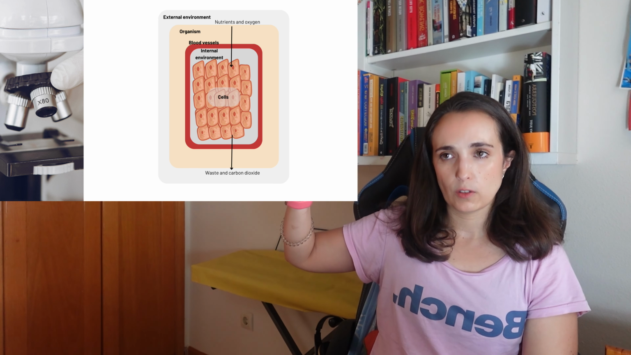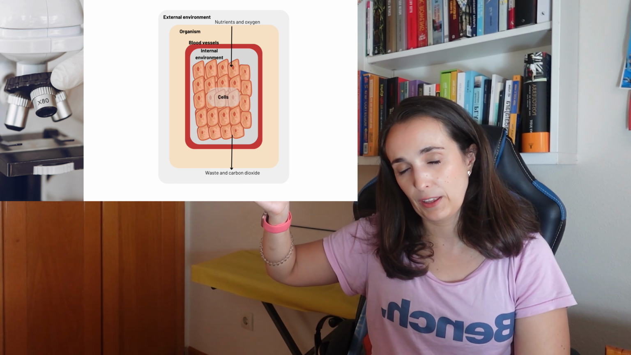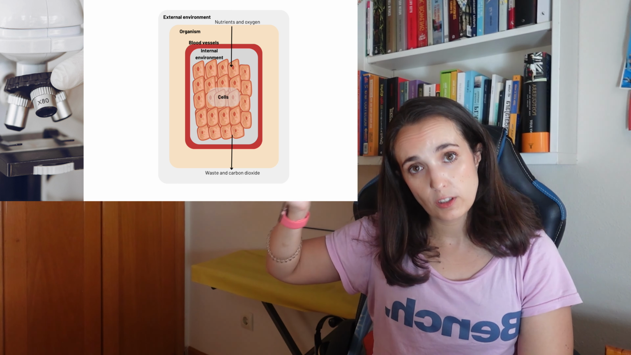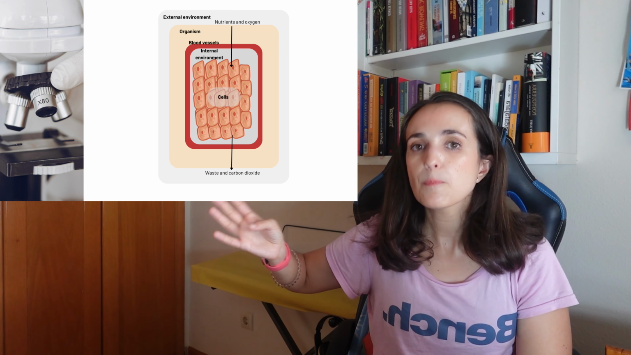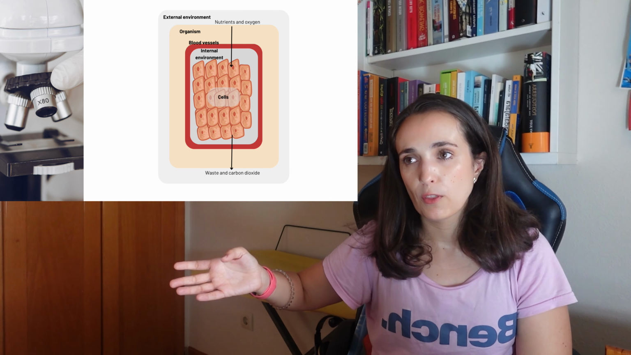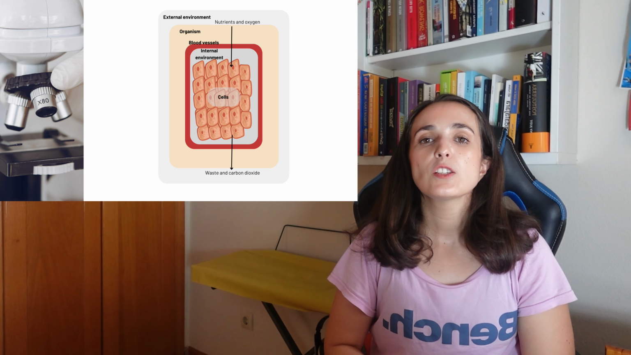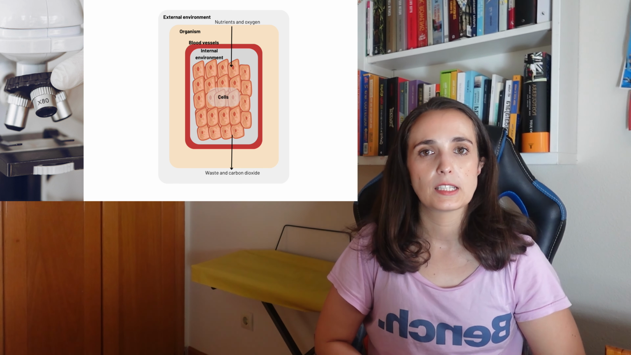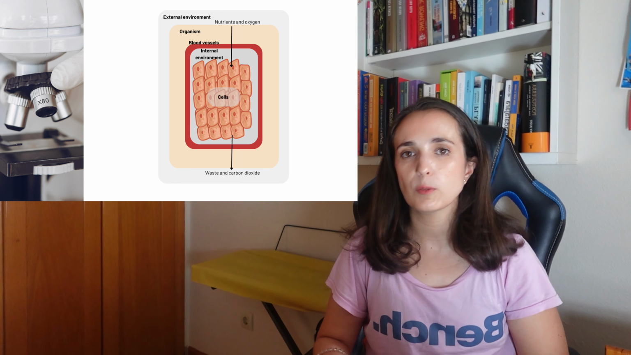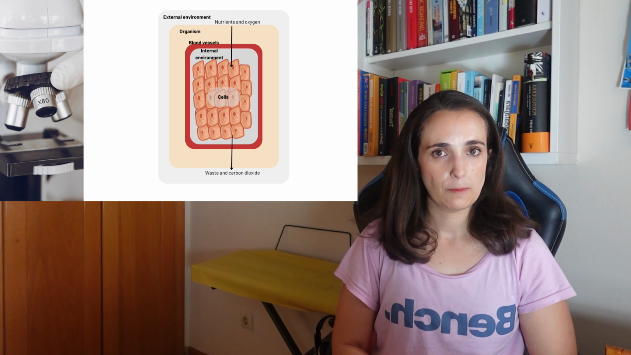Outside, organs that perform nutrition or breathing, blood, internal environment, cells, internal environment, blood, organs, and external environment, okay? So this is the real way in which nutrients and oxygen and then carbon dioxide and waste go through our body to the cells.